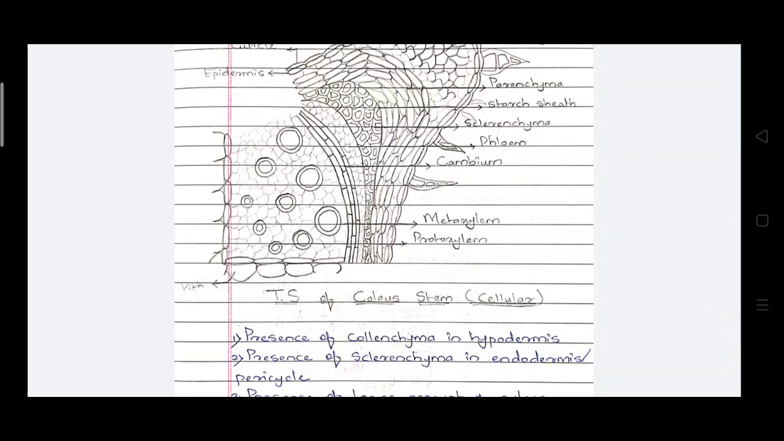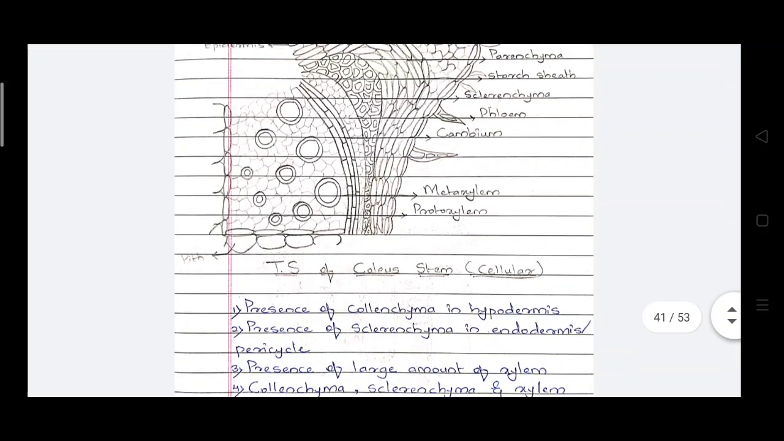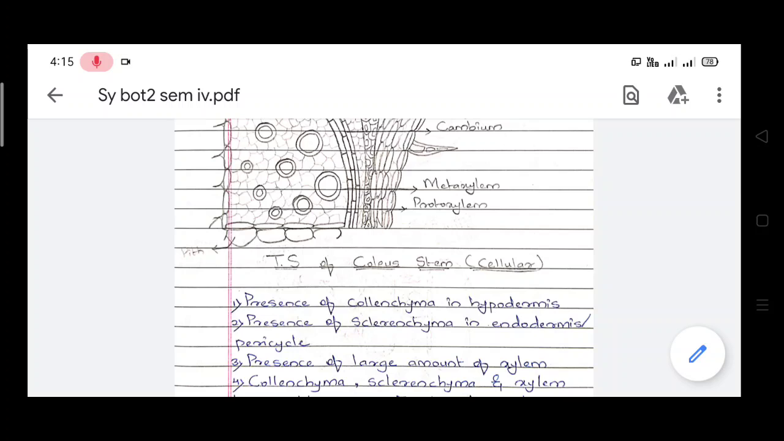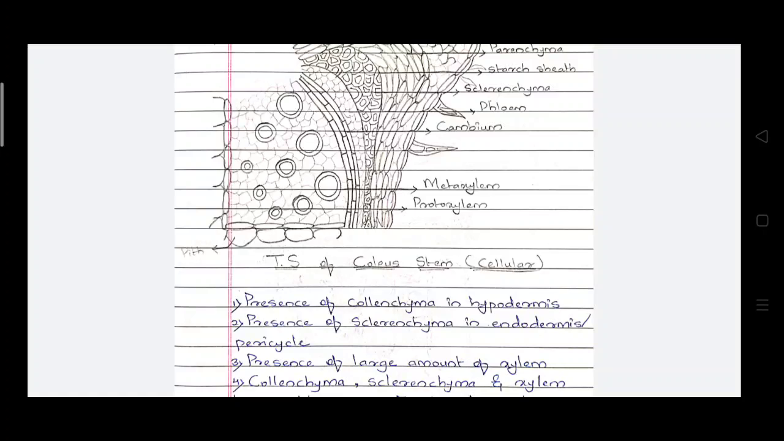Regarding the main features of the distribution of the mechanical tissue, the first one is the presence of the collenchyma cells in the hypodermis. Then the sclerenchyma cells are present in the endodermis or pericycle. This is another feature. Then there is the presence of a large amount of xylem, that is protoxylems and metaxylems.